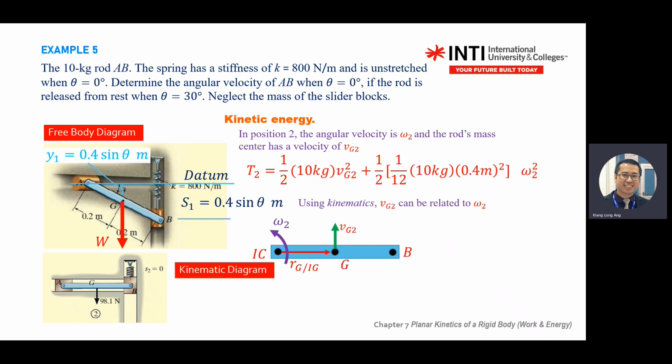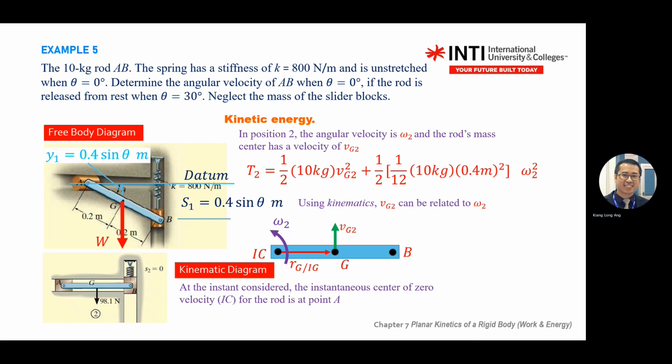Why do we use G? Because it's easier. And the angular velocity on the rod will be the same. Either this point, this point, or this point, they will have the same omega. So we use G for a simpler solution. And we find VG because the previous equation, we do not know the value. So we use kinematics to find the missing parameter.